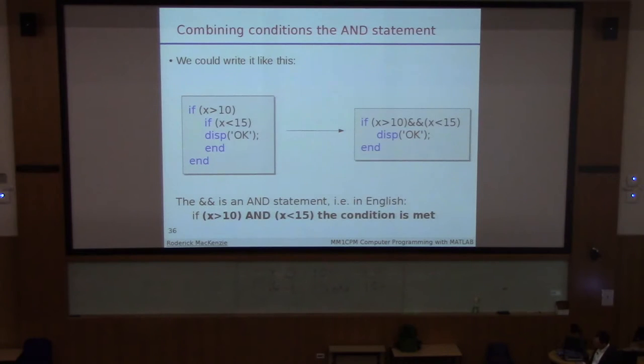So here's our code on the left: if x is bigger than 10, if x is smaller than 15. What you can do is go: if x is bigger than 10 and x is smaller than 15. This 'and' means and. So I'll say it in English again: if x is bigger than 10 and x is smaller than 15, do something. It's a way of combining this double if statement into one line.